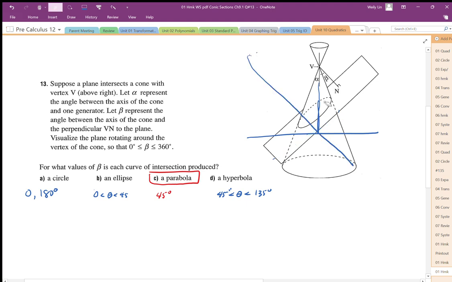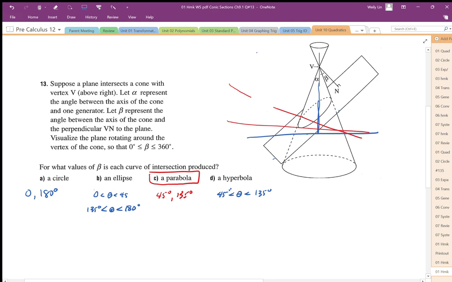Okay, and from there we get back to our parabola. So our parabola is going to be at 135 degrees, and then as we keep cutting like this all the way to 180 degrees, we get the circle again. So from 135 degrees all the way to 180 degrees, we have our ellipse.